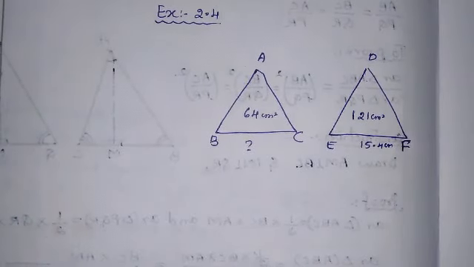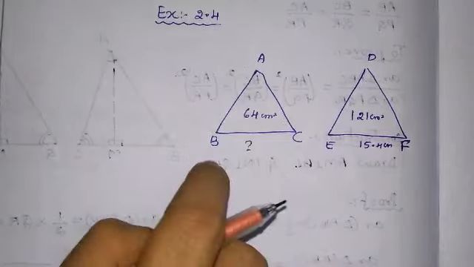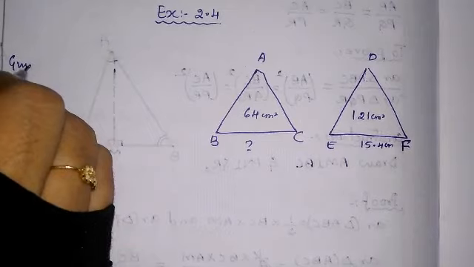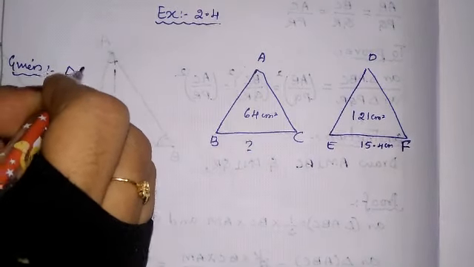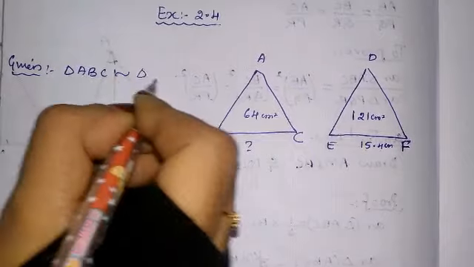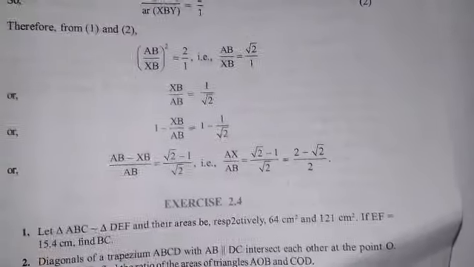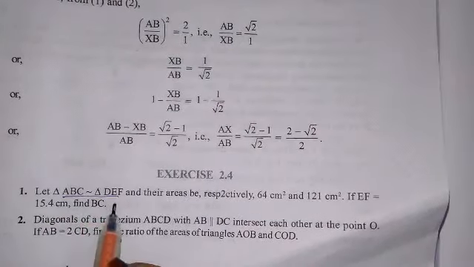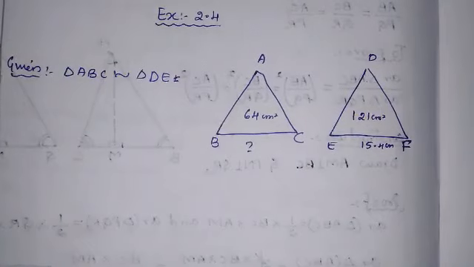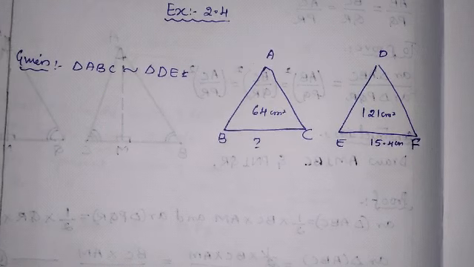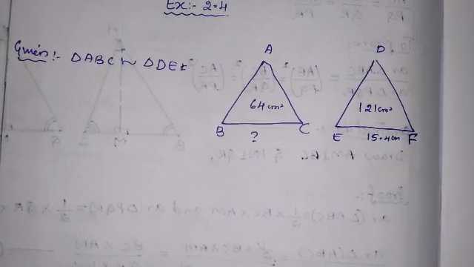See, our focus should be on what they have asked us to find. They have told us to find this side. We know that they have given triangle ABC is similar to triangle DEF. It is given in the question. Just we will confirm once. They have given it, right? So we know that just now, in my previous video, I have taught you the theorem: the ratio of areas of similar triangles is equal to the ratio of the squares of their corresponding sides.